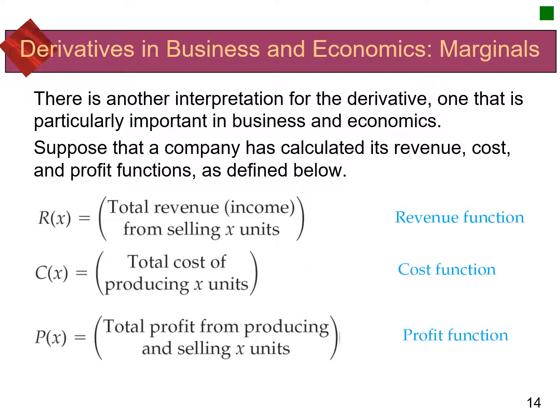Now, where we use some derivatives, especially in the business calculus course, is dealing with what they call marginals: marginal cost, marginal revenue, marginal profit. And those are basically rates of change for those particular things. So suppose that we have these generalized functions. R of x is the total revenue from selling x units. C of x is the total cost of producing x units. P of x is the total profit from producing and selling x units.